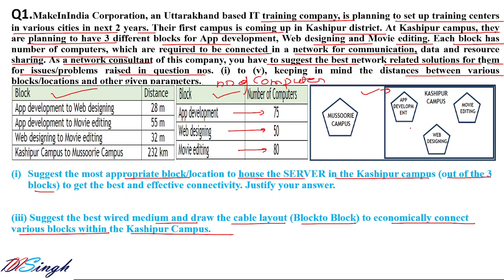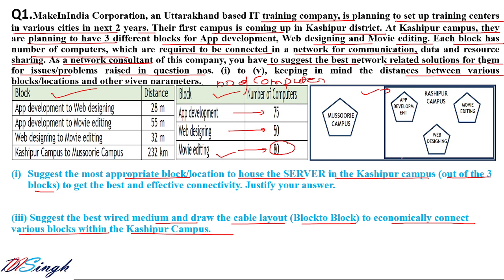For that we need to see which block is having the maximum number of computers. So movie editing will have the maximum number of computers. How do we know? Because we have that data available in this particular table. So what is the reason behind it? Because the block which is having the highest number of computers is going to generate the highest number of requests to the server. Because what is the job of a server? To serve the clients. It might be a file server or a printer server, or any resource is kept on one computer and we call it a server. Others in the same network can access that resource.